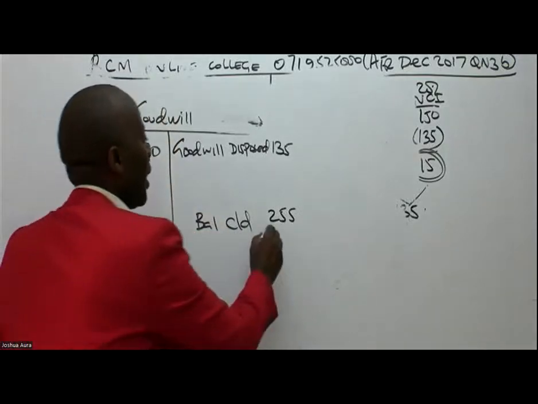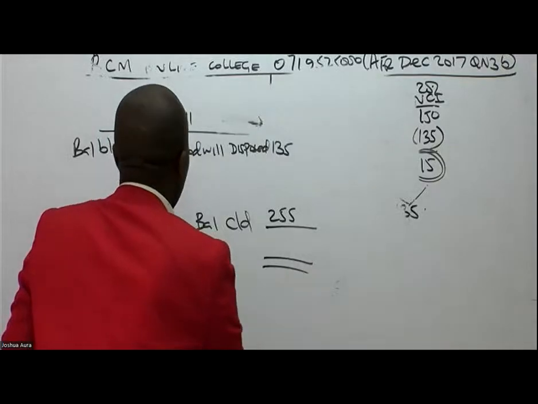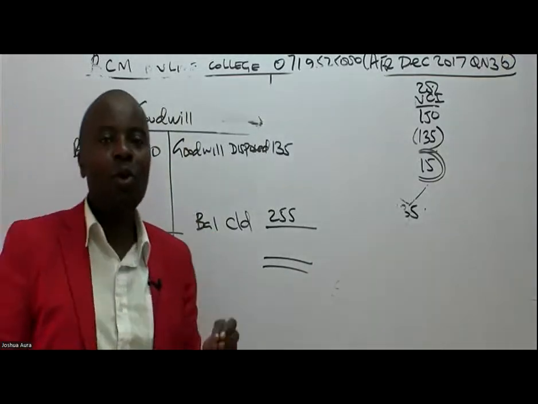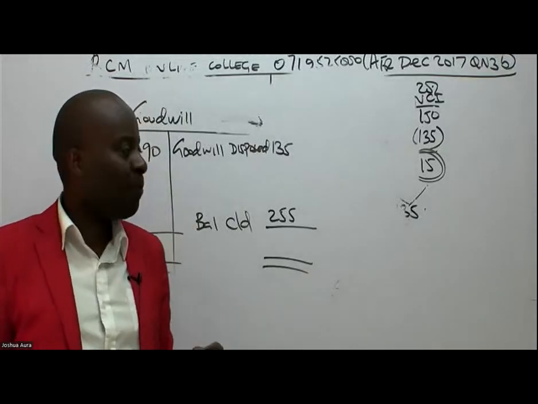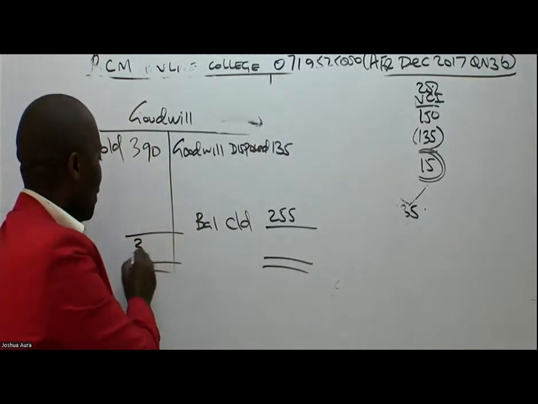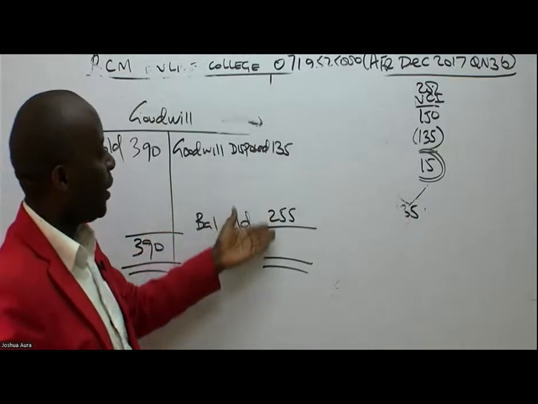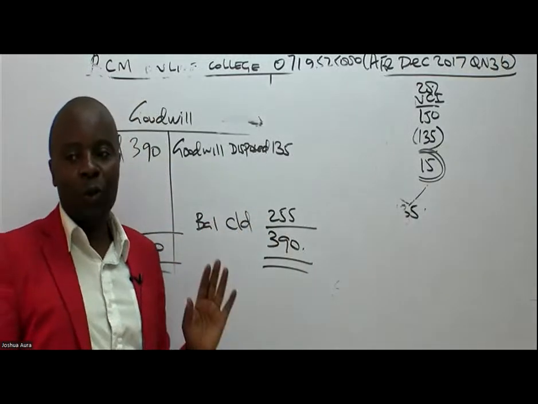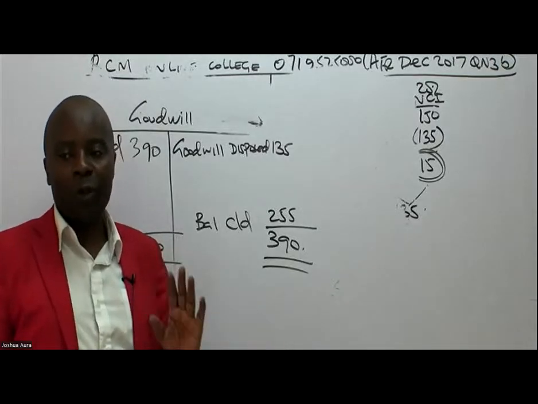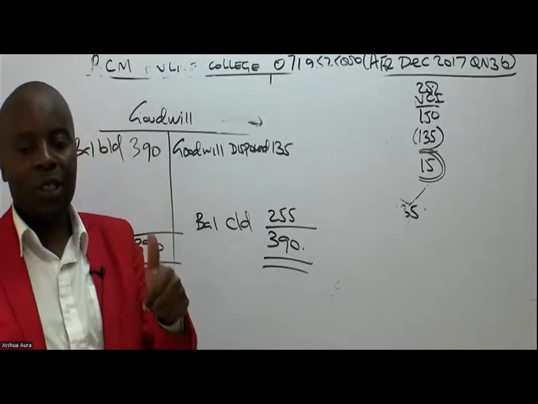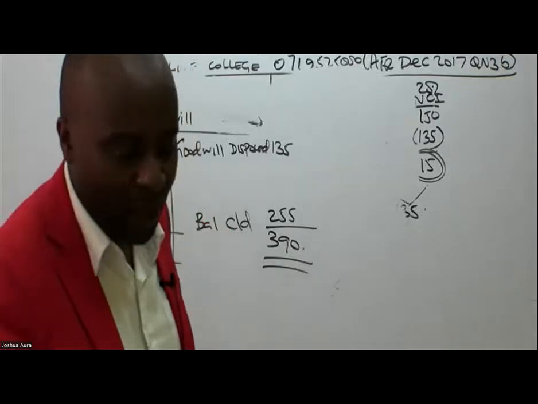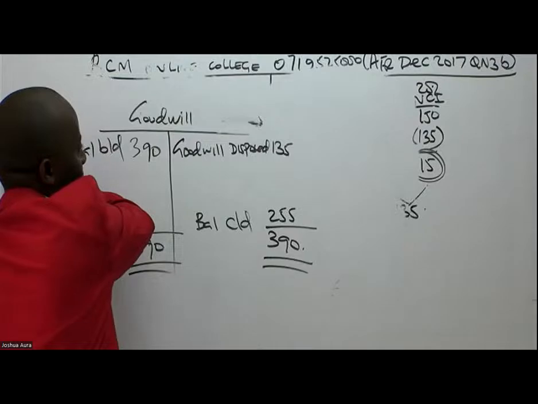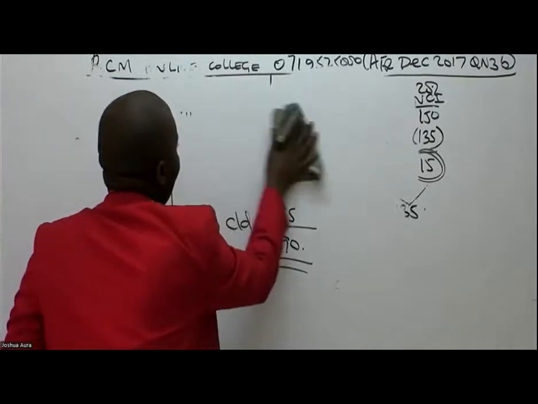So in this case, then come and do the balancing. Any difference arising will be as a result of goodwill that was impaired. So in this particular case, this is 390 and this is 390. So there was no impairment loss.